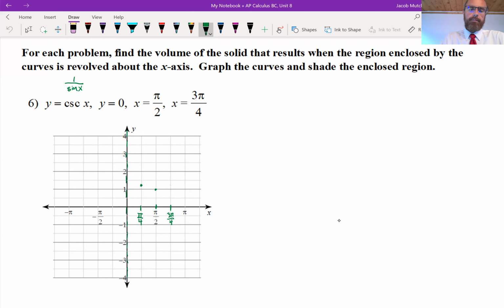So that's also going to have the value of square root of 2. Then at pi, sine has the value of 0 again. 1 over 0 is undefined. And that's where we get another vertical asymptote.